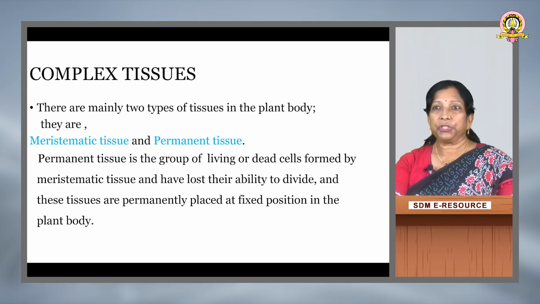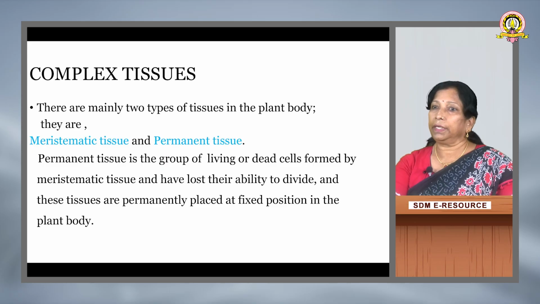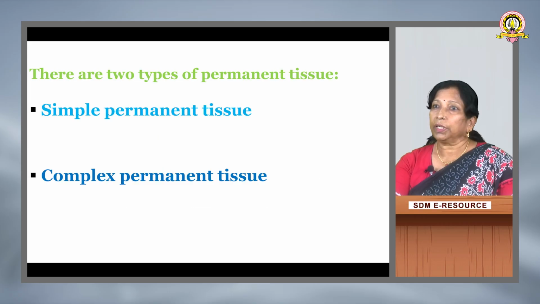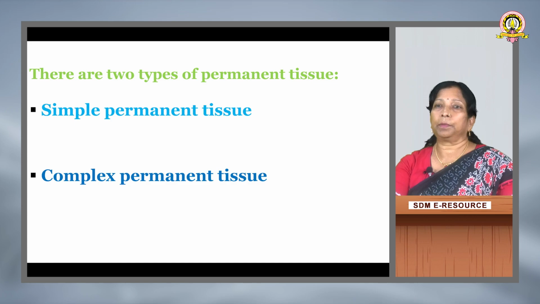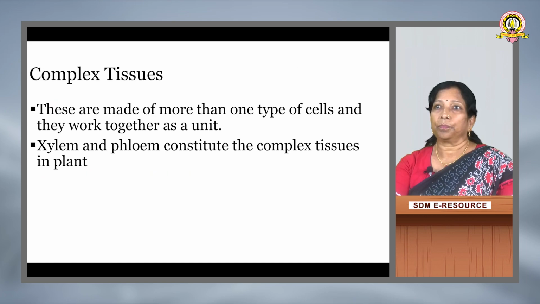Permanent tissue is the group of living or dead cells formed by meristematic tissue, and it has lost its capacity to divide. These tissues are permanently placed at a fixed position in the plant body. There are two types of permanent tissues, simple permanent tissue and complex permanent tissue. Now, what is simple permanent tissue?